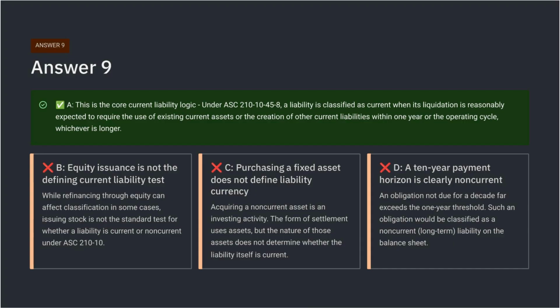Option B is wrong because issuing common stock is not the defining test. Option C is wrong because buying a fixed asset does not define liability current status. Option D is wrong because payment more than 10 years from the balance sheet date is clearly non-current.